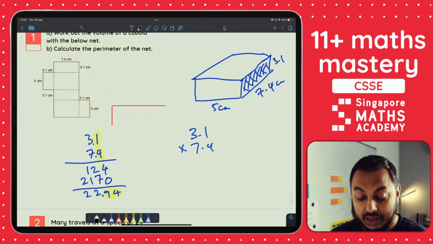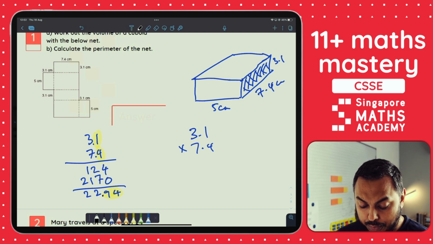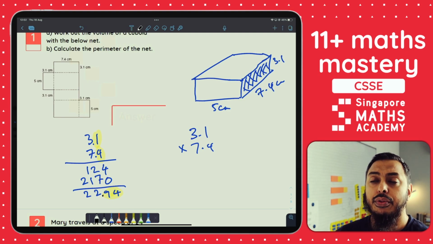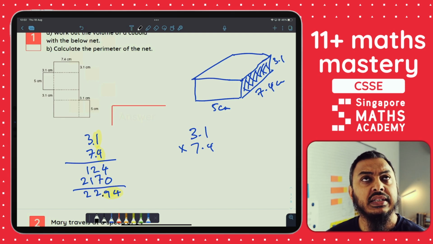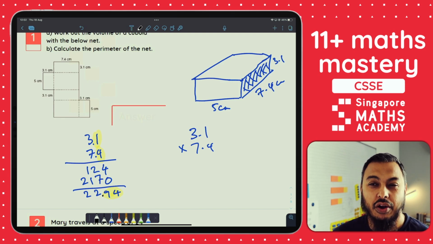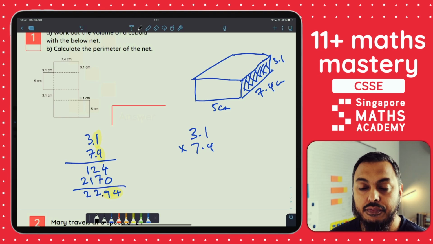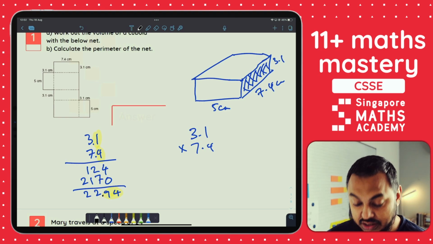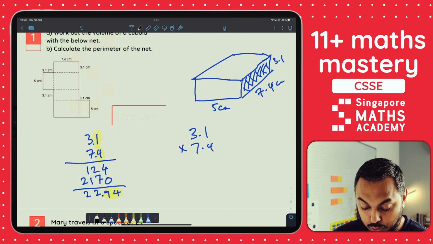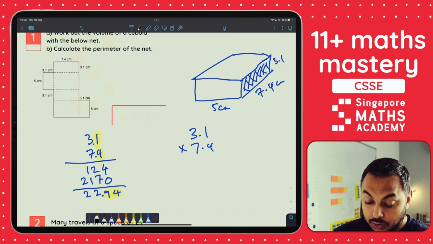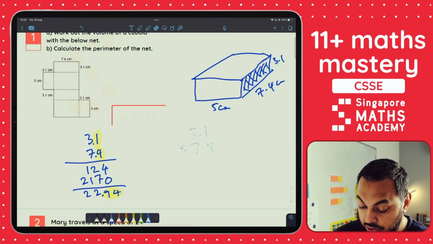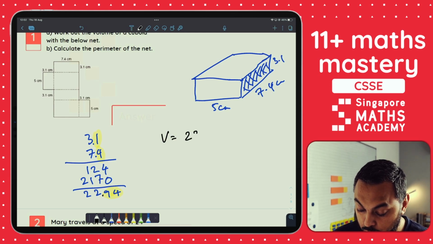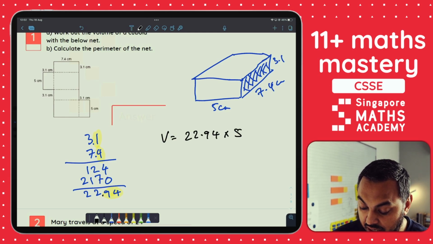Another way to think about it is the fact that 7.4 is quite close to 7, 3.1 is quite close to 3, 7 times 3 is 21, so my answer should be around 21. 22.94 is the only number that I can place a decimal in with these digits that's close to 21. Okay, so 22.94. I've worked out the cross section, and so the next step is for us to work out the volume. The volume is going to be 22.94 times 5.